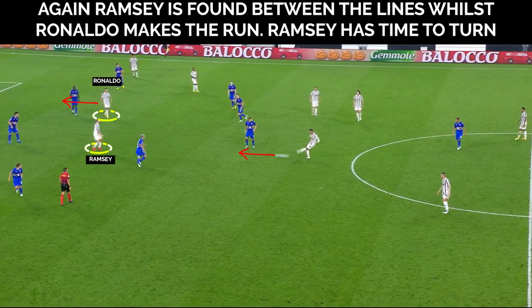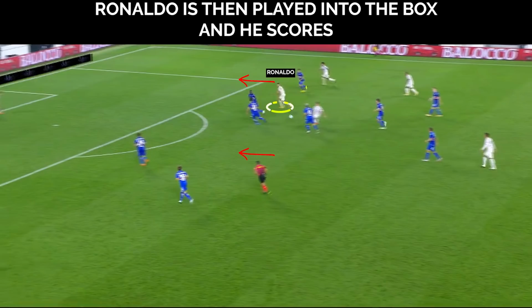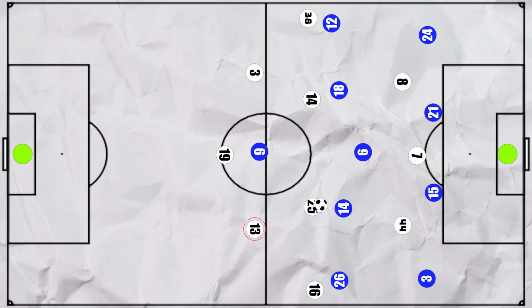The third goal also has similar patterns. Juventus' central midfielders have time on the ball, as Sampdoria have given them space. Ramsey is between the lines whilst Ronaldo is providing the depth. Ramsey receives the ball in this area, turns and plays in Ronaldo as he had been doing all game for the finish. But the role of Danilo was crucial.